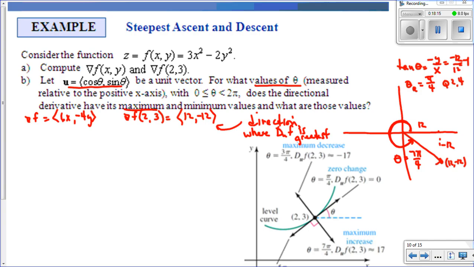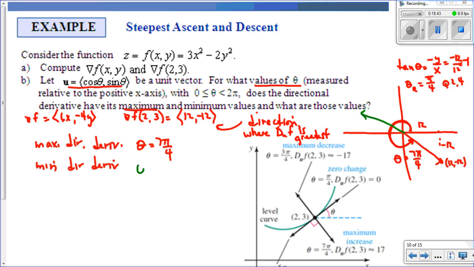Now that's where there's the maximum increase. So the maximum directional derivative is when theta is 7 pi over 4. The minimum directional derivative will be in the opposite direction of the gradient. Well, the opposite direction of the gradient would be going in this direction. And we know that angle is just going to be 3 pi over 4.